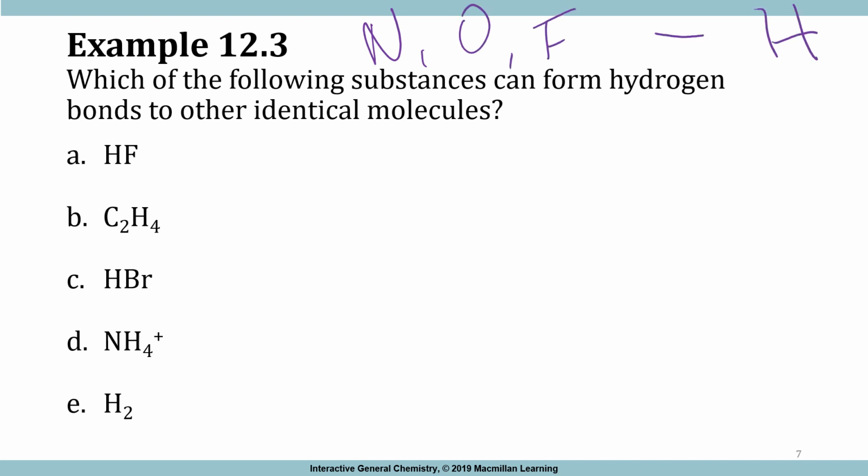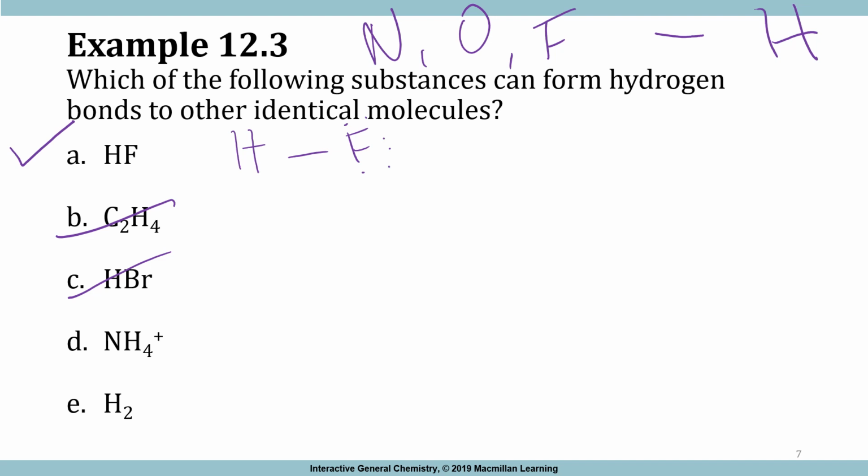So A, we just saw. We know that it's a hydrogen bond because it's just a hydrogen connected to a fluoride. And then C2H4. Well, we know that that can't be hydrogen bonding because it has hydrogen, but it doesn't have any nitrogens, oxygens, or fluorides. So B cannot be it. C, HBr, we have a hydrogen, but we don't have any fluorides, oxygens, or nitrogens. So it can't be C.